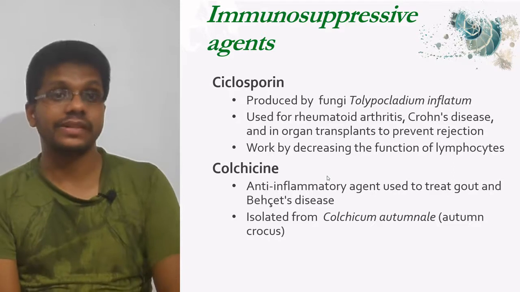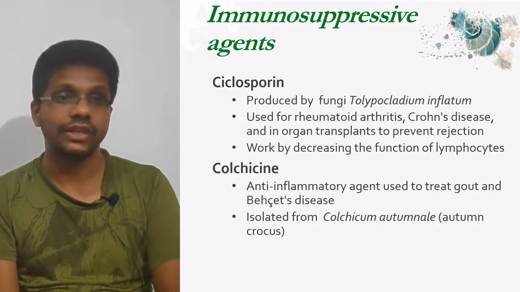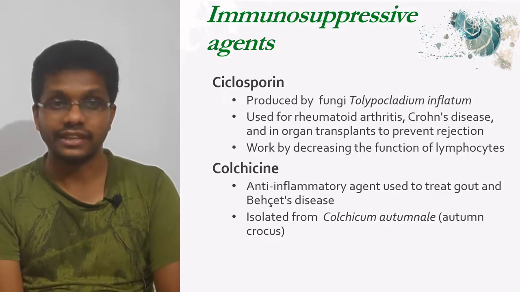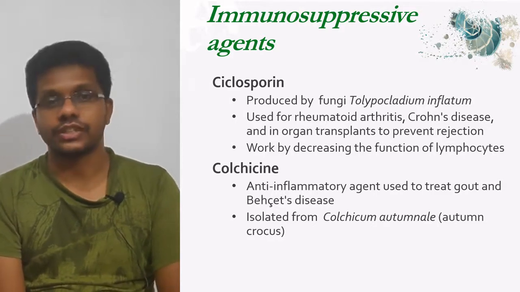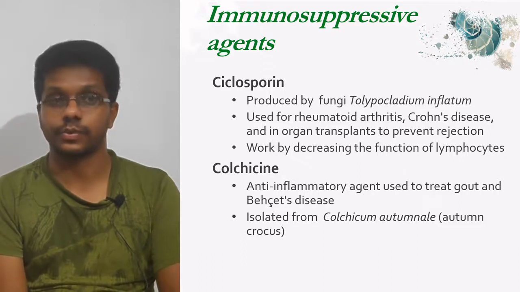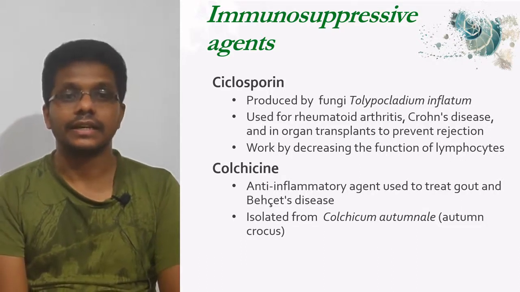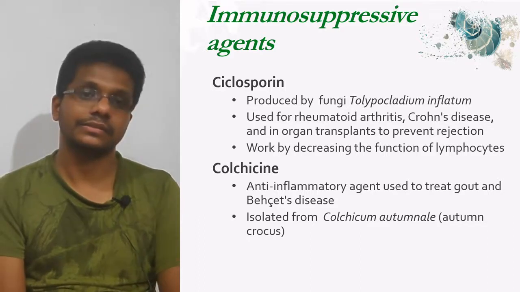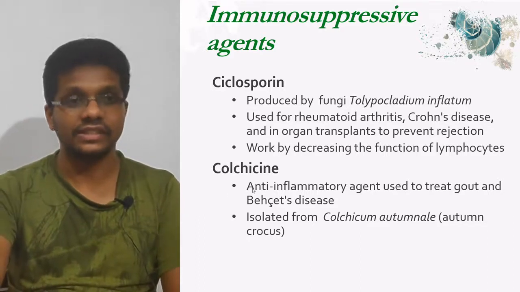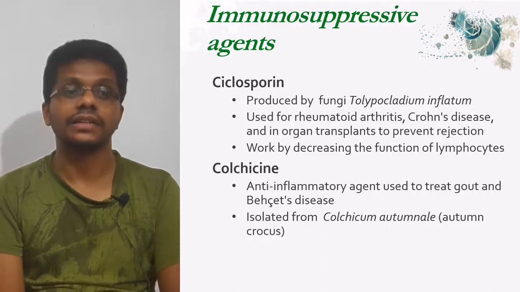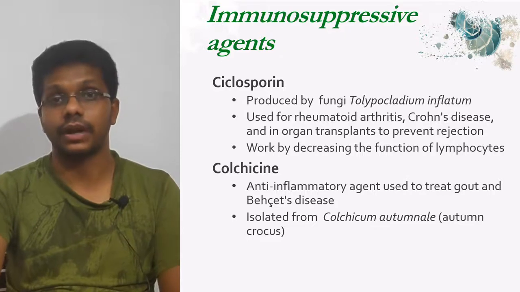So many immunosuppressive agents have been discovered from nature, including cyclosporin, which is found from a wild fungus, and it is used for the treatment of rheumatoid arthritis, Crohn's disease, and organ transplantation to prevent rejection, working by decreasing the functioning of lymphocytes. Then colchicine is an anti-inflammatory agent, which is also found from a plant. It's used for the treatment of gout.